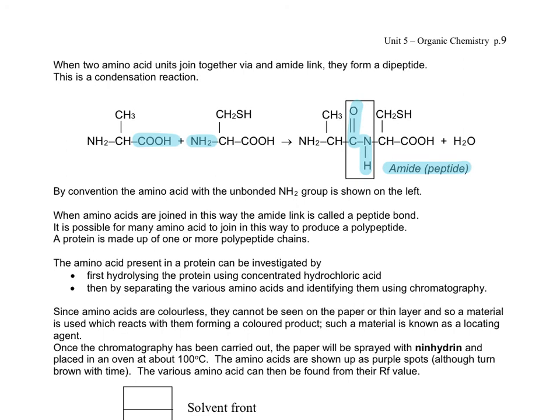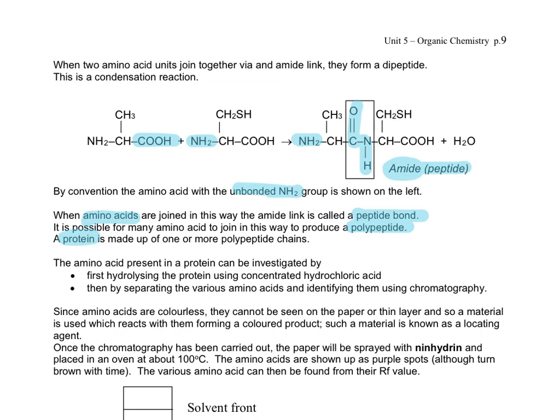And you tend to show the amino acid with the unbonded NH2 on the left. So here your NH2 isn't bonded, and so that appears on the left hand side of your amide linkage or your peptide linkage. Like I say, we call it a peptide bond when it's amino acids specifically. And if you have several amino acids joining together, we say we form a polypeptide. And your proteins are actually made up of one or more polypeptide chains.